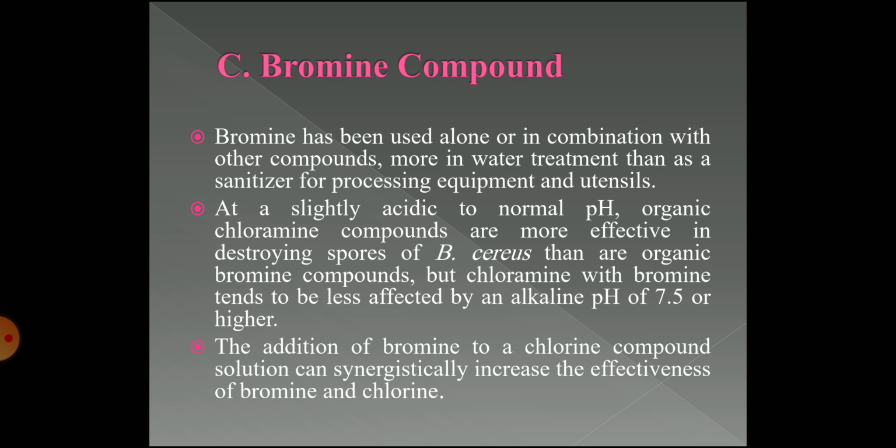Third is bromine compound. Bromine has been used alone or in combination with other compounds, more in water treatment than as a sanitizer for processing equipment and utensils. At a slightly acidic to normal pH, organic chloroamine compounds are more effective in destroying spores of Bacillus cereus than organic bromine compounds, but chloroamine with bromine tend to be less affected by alkaline pH of 7.5 or higher. The addition of bromine to a chlorine compound solution can synergistically increase the effectiveness of bromine and chlorine.